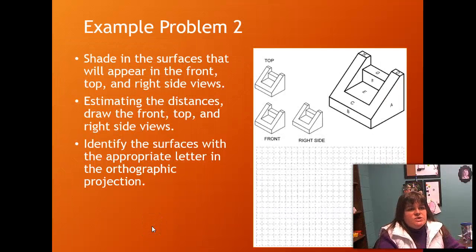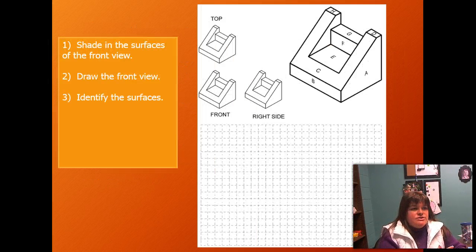All right, so we are going to do this example problem. We're going to take a look at this shape up here in the upper right. We're going to look at those different surfaces that might appear in each of our top, front, and right side views. We're just going to estimate distances right now. We're not going to get anything out and really measure. And then we're going to place those on the correct places in our drawings.